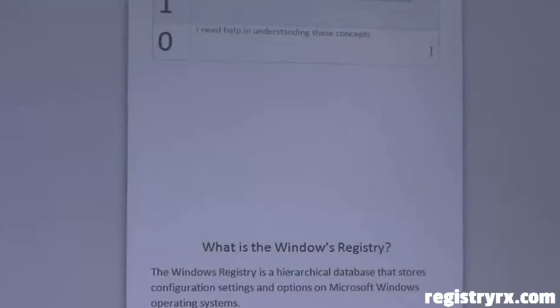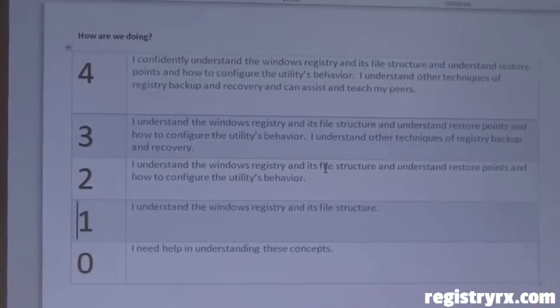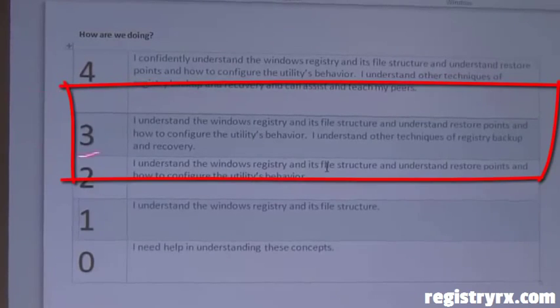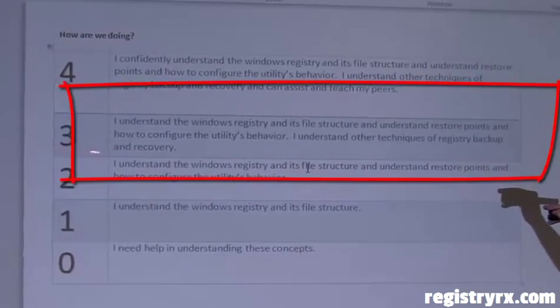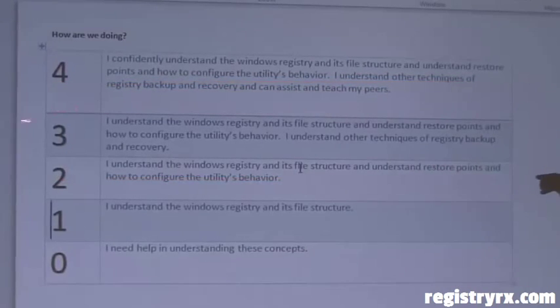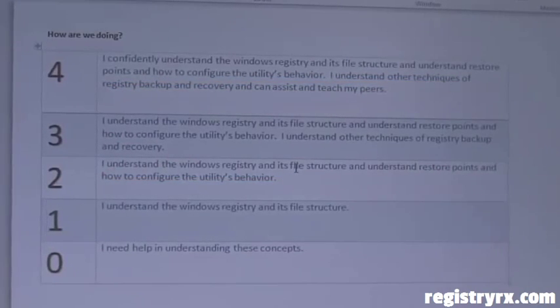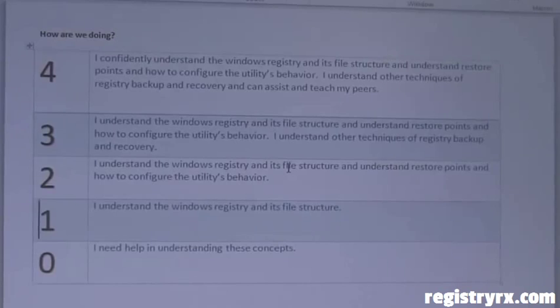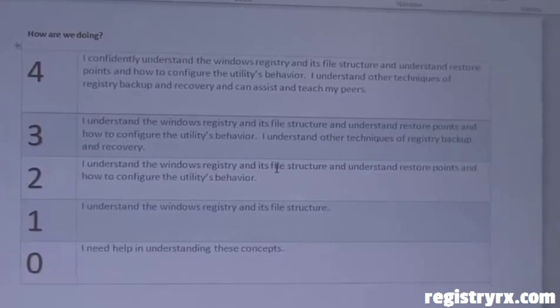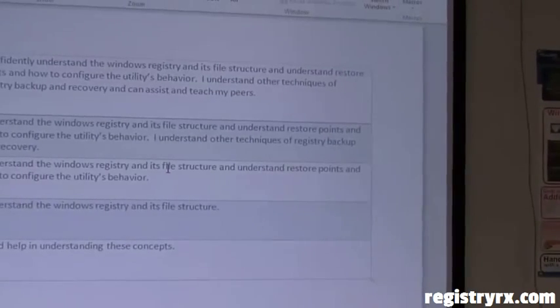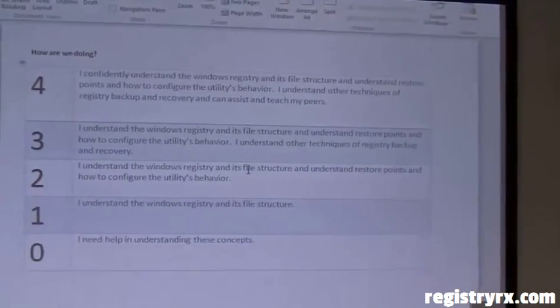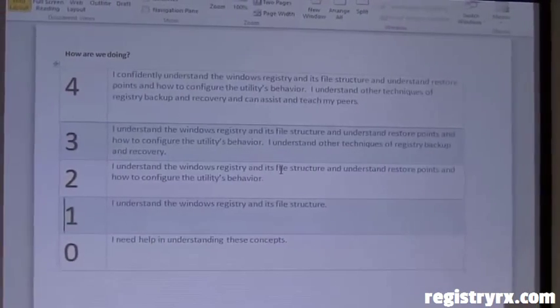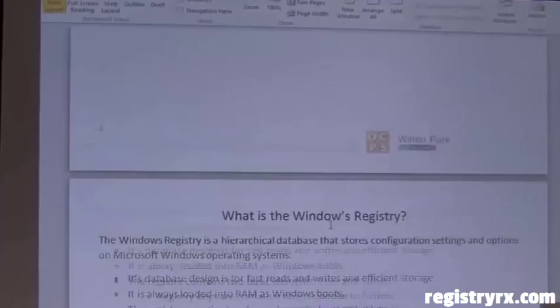So let's talk about where I would like to get you. We're going to be doing a lab, and by the time you finish this lecture series and you do the lab, you should be at about a level 3. You should be able to understand the Windows registry and its file structure, understand restore points, and how to configure that utility's behavior. That is a very important skill. And understand the other techniques of registry backup and recovery. So today we're going to focus on some of these elements, but ultimately we want to get you to a level 3. All right, so let's get going.